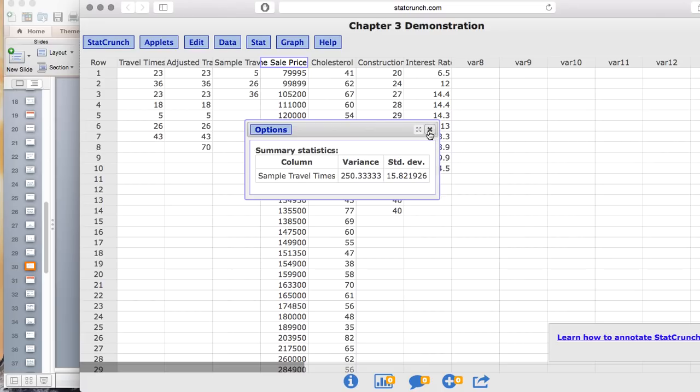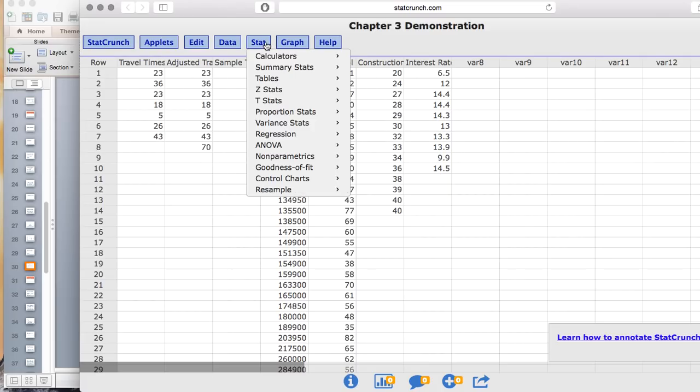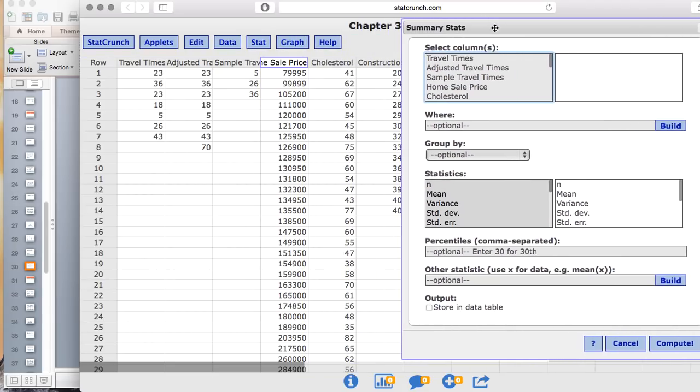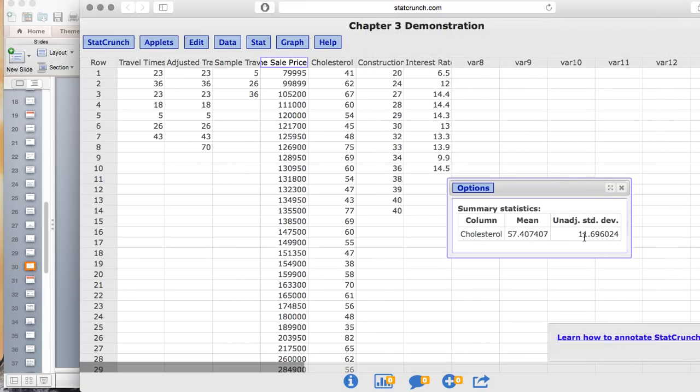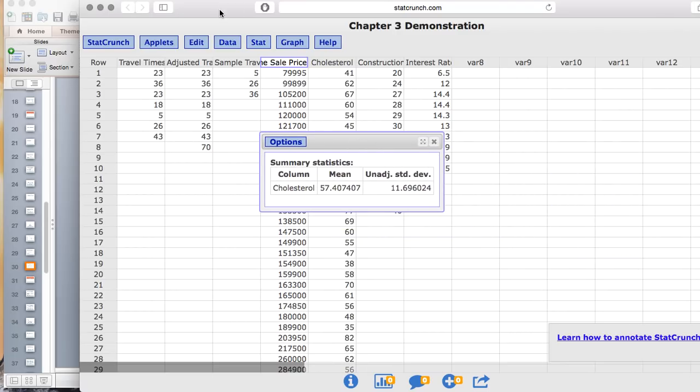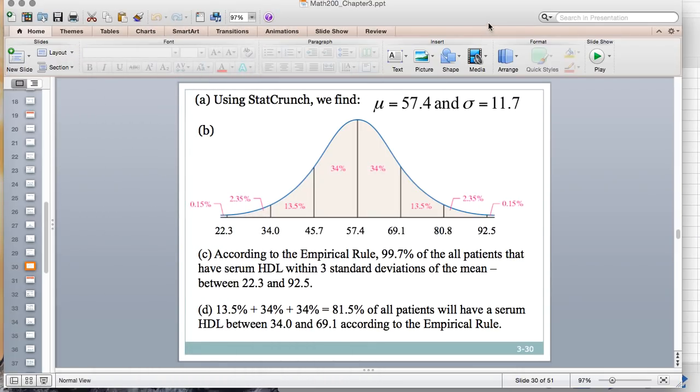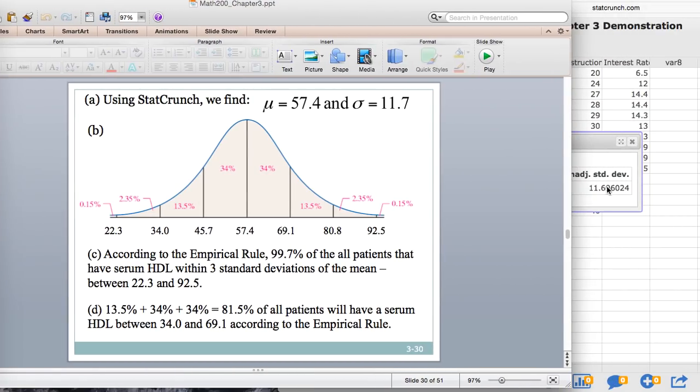I'm going to scoot this over here, and I want to do summary stats columns. It's the only place we've gone so far, and I want my cholesterol data this time. And really all I want is my mean and my standard deviation. So I have my mean here, and I want my unadjusted standard deviation since I have a population. And if you look, I have a mean of 57.4, which is what we have right here, and a standard deviation of 11.7 when we round.